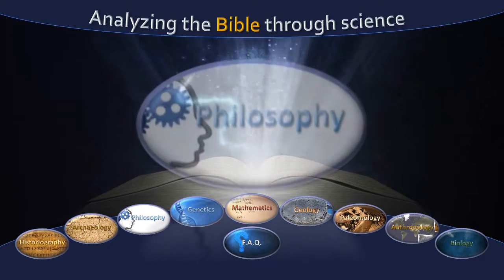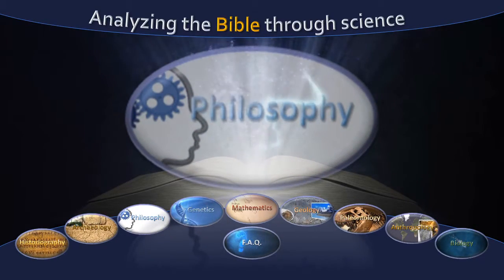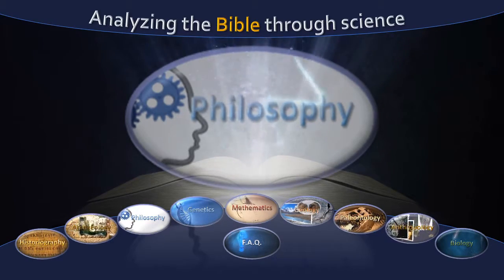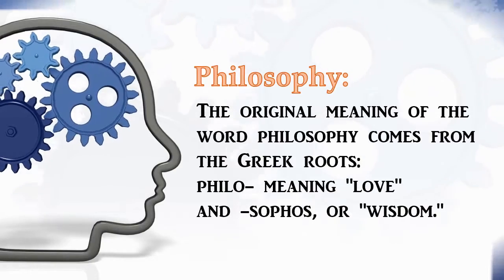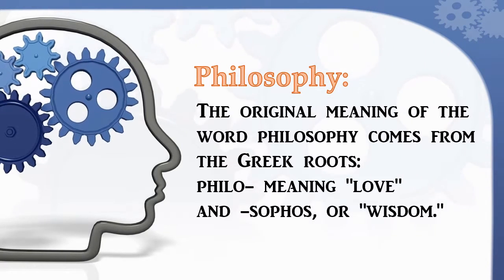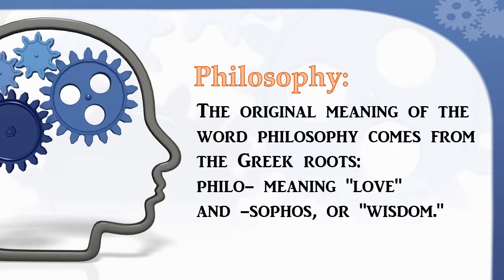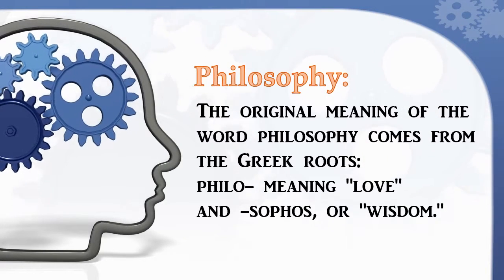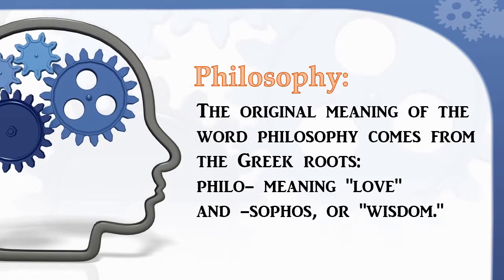In our next segment of Analyzing the Bible Through Science, we will look at the Bible through the lens of philosophy. The original and actual meaning of the word philosophy comes from two Greek root words, philo, which means to love, and sophos, which means wisdom. Therefore, the word philosophy actually means to love wisdom.